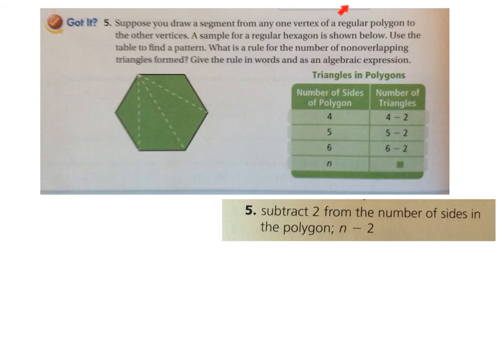That's what regular means, not just any old regular. It literally is a definition. So but anyway, starting over. Suppose you draw a segment from any one vertex of a regular polygon to the other vertices. A sample of a regular hexagon is shown below. Use the table to find a pattern. What is a rule for the number of non-overlapping triangles formed? Notice that means they're saying that I can't go like this and this, so we're not overlapping is the idea. So, alrighty, and again, give the rule in words or an algebraic expression.